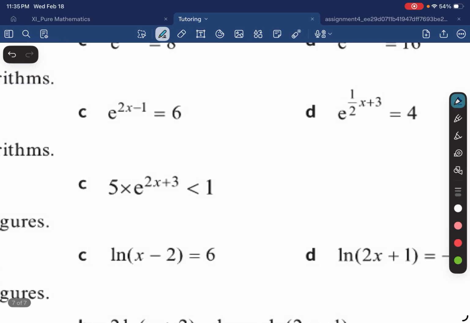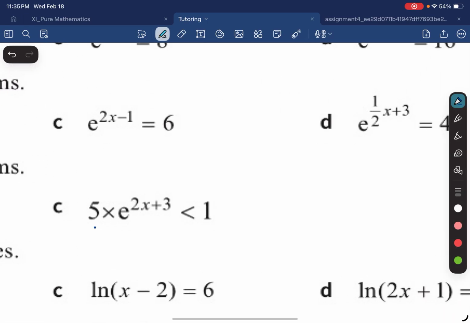For part C, we have 5 times x. So we can divide by 5 on both sides. That is perfectly allowed, and we don't have to change our inequality because 5 is positive. So e to the power 2x plus 3 is less than 1 over 5.